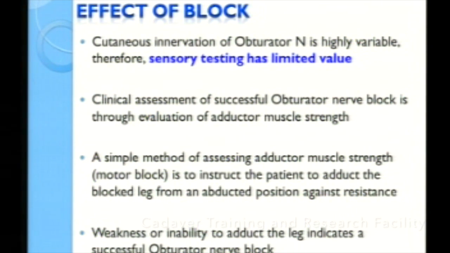Effect of the block: the cutaneous innervation of the obturator nerve is highly variable, so sensory testing has limited value. The classical assessment of a successful obturator nerve block is to test the working of the adductor muscle. You ask the patient to adduct the thigh against resistance, and if the block is successful, the patient is not able to adduct the thigh. So you are assessing the effect by assessing the motor function of the muscles.